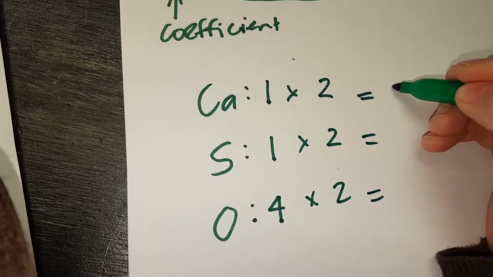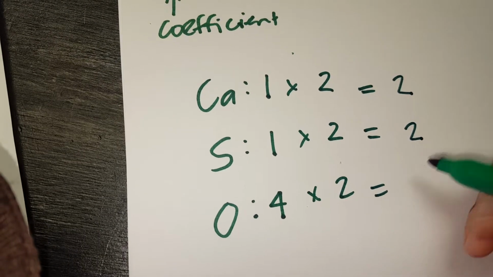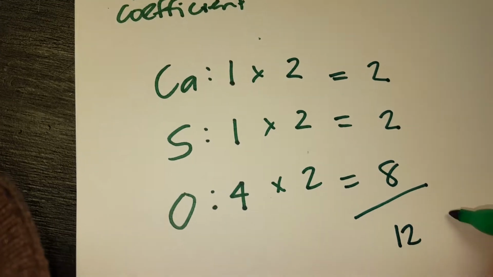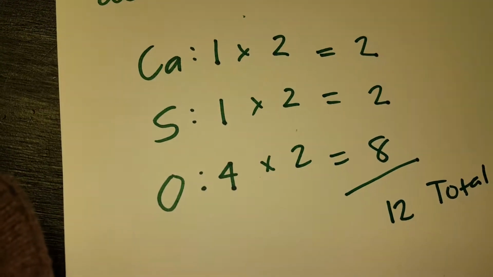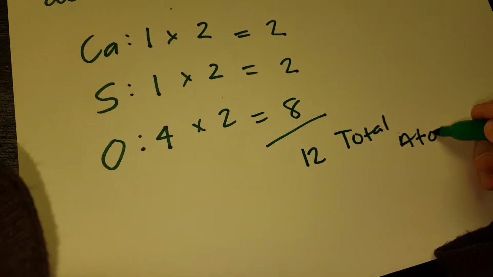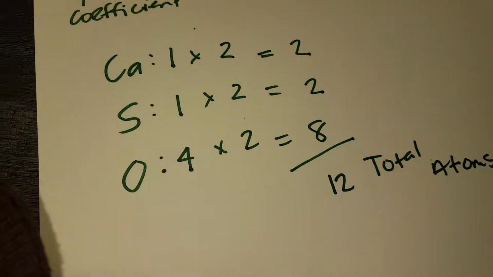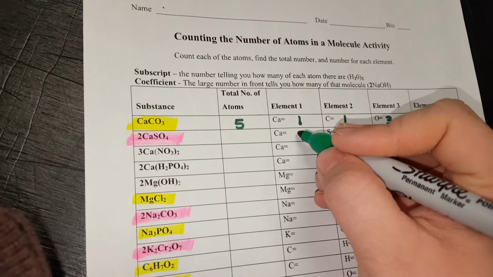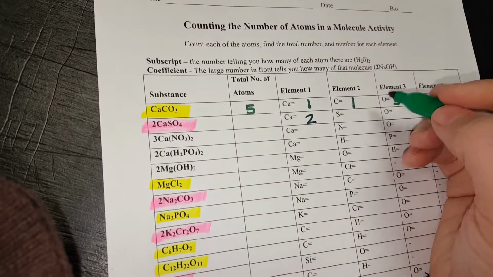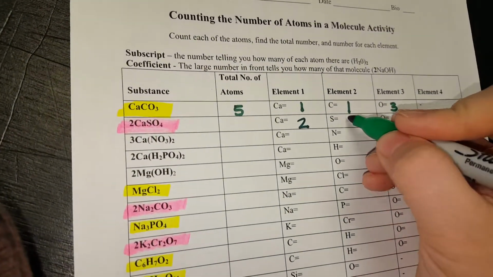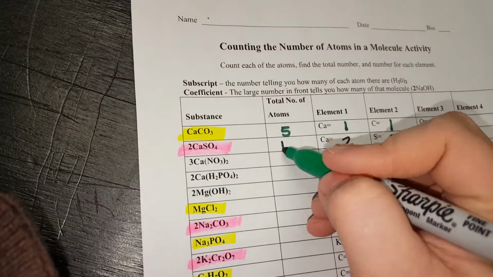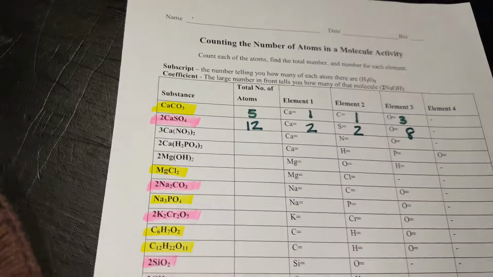Alright, so for calcium I have 2, sulfur I have 2, oxygen I have 8. Add these up and you have 12 total atoms. Alright, and we're just going to transfer this over here. For calcium we have 2 atoms. For sulfur I also have 2 atoms. And oxygen we have 8 atoms. And there are 12 total atoms.